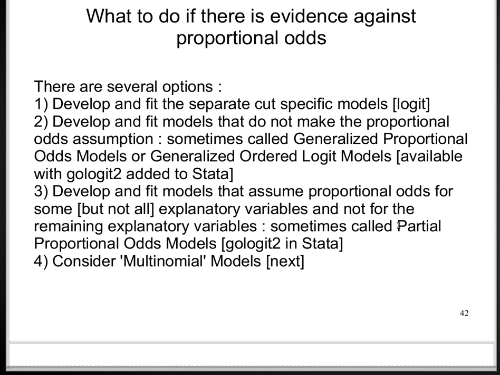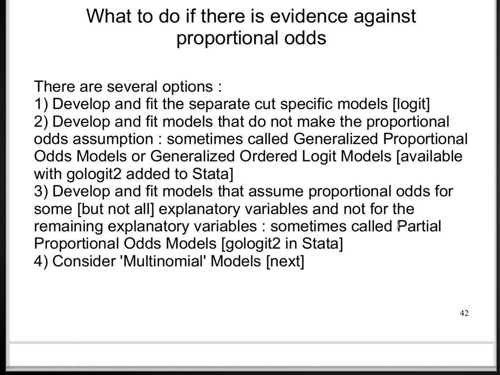There are a number of other models that are available, though, and I'm just going to list them here. There is the so-called generalized proportional odds model. In other words, we could attempt a model-based analysis that does not assume proportional odds. That's available. And then there's an intermediate option available to the investigator: if the proportional odds assumption appears to be fine for certain explanatory variables, but not all, we can use something called a partial proportional odds model. And that is also available.